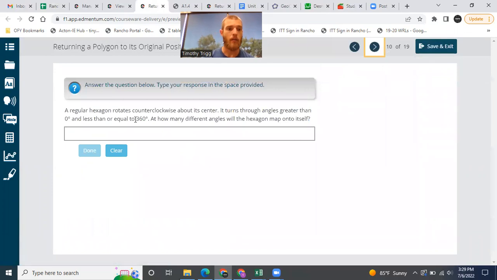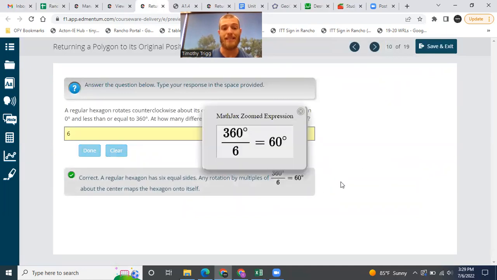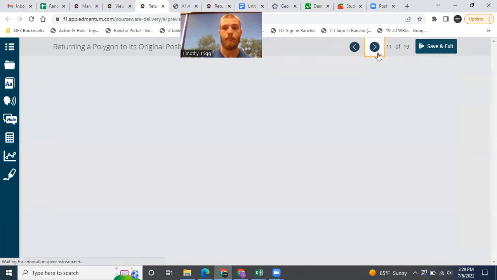Okay. A regular hexagon rotates counterclockwise about its center. So I'm on page 10 here. It turns through angles greater than 0 and less than or equal to 360. How many different angles will the hexagon map onto itself? Well, it says it's a regular hexagon. So hexagon is 6 sides. So we've already kind of done this before. It'll have 6 times where it rotates onto itself. So 6 angles where it'll rotate onto itself. And the first angle will be a 60-degree angle because 360 divided by 6 is 60.